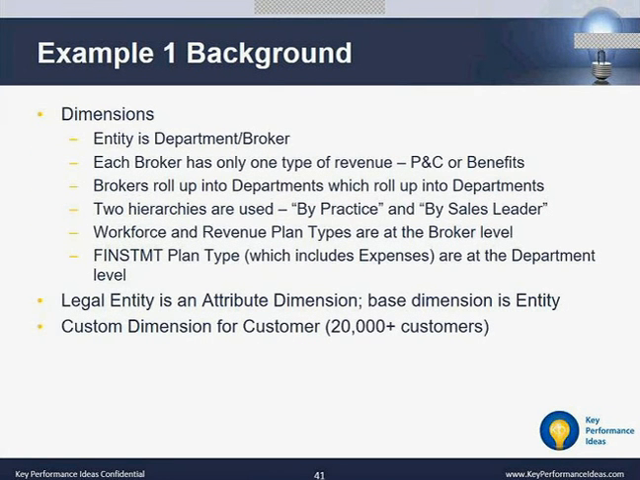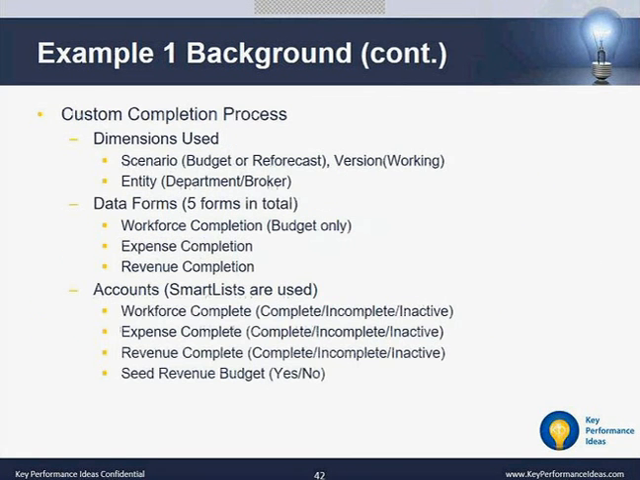So they have various dimensions, including entity, which is used for two purposes, departments, for cost centers and also for individual insurance brokers. So the custom completion process that was built used the scenario and version dimensions along with the entity dimension. There are 5 data forms created in total. One for workforce. Workforce completion was done just for the budget. And then the expense and revenue completion forms were for both the budget and the reforecast.